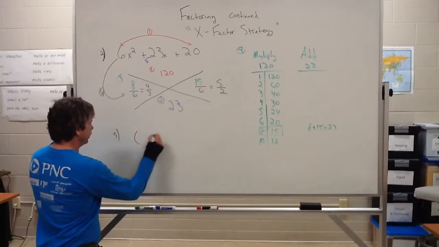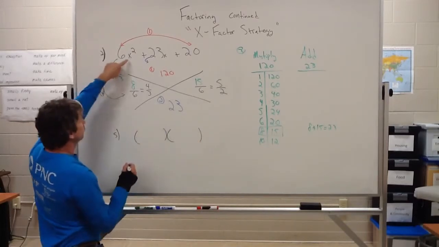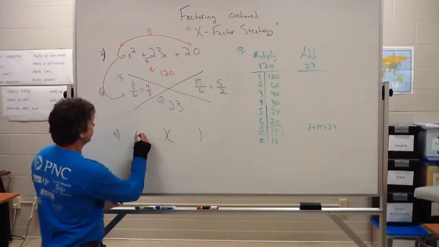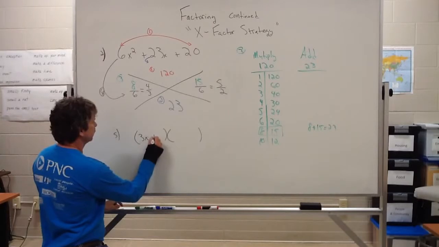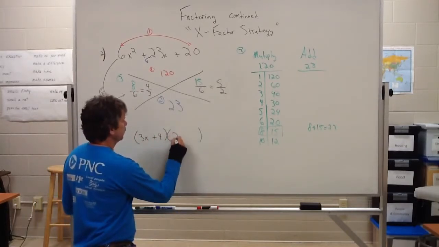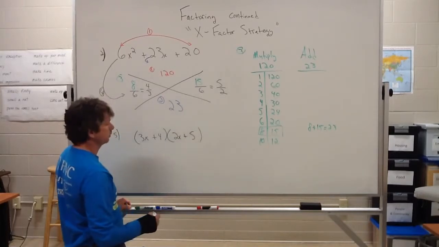So again, we know we're going to have these two sets of parentheses. The letter involved is x. And I remember I've got to go bottom to the top. So the 3 goes with the x: 3x plus 4, and then this 2 goes with the x, so 2x plus 5. That should be the factorization.